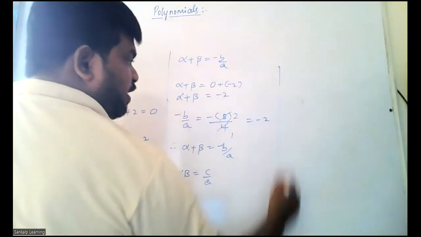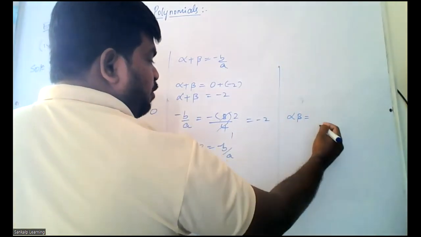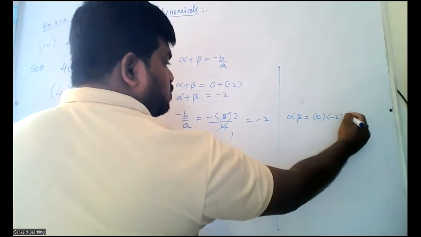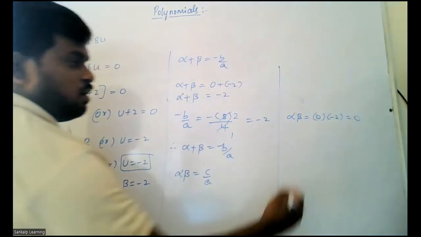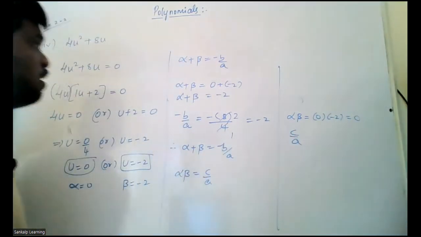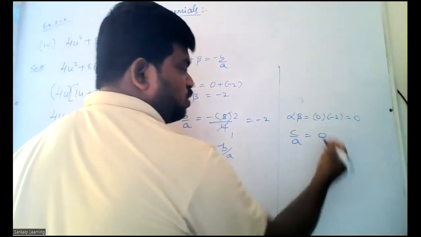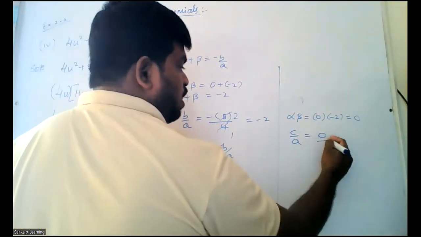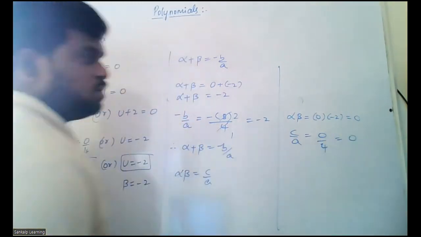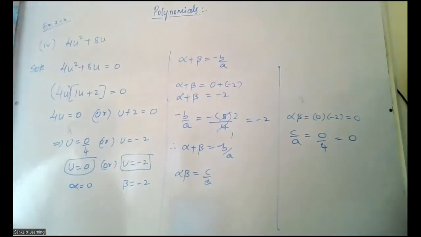Next thing is alpha into beta is c by a. Now let's find alpha into beta first. Alpha into beta, alpha is 0, beta is minus 2. 0 into minus 2 is 0. Now c by a. Do we have any constant term here? No, there is no constant term. If there is no constant term, we take c as 0. A is 4. 0 by 4 is 0. We got the same answer.